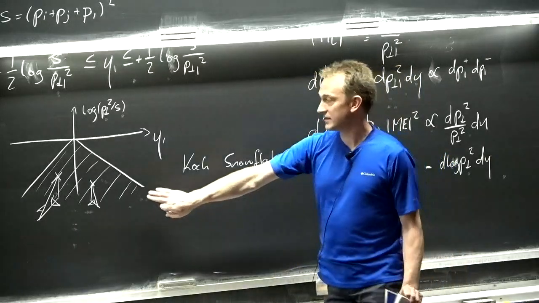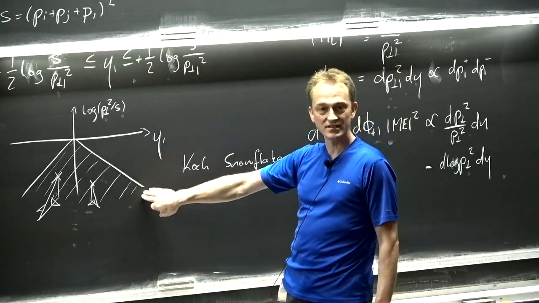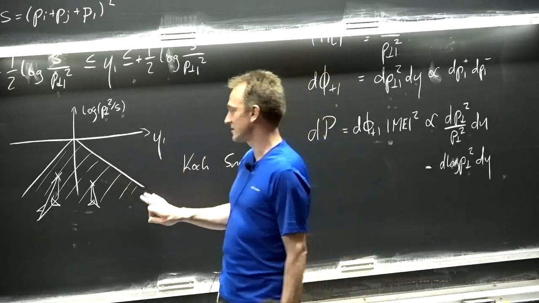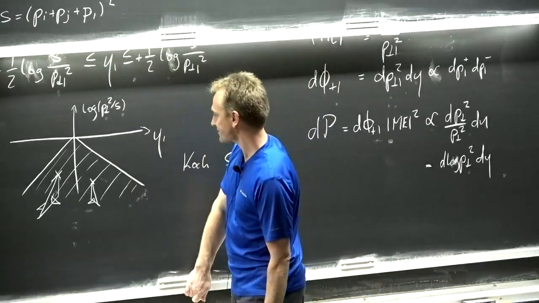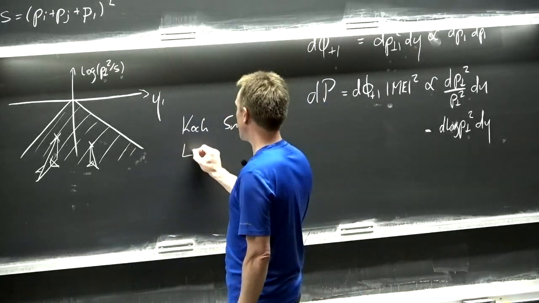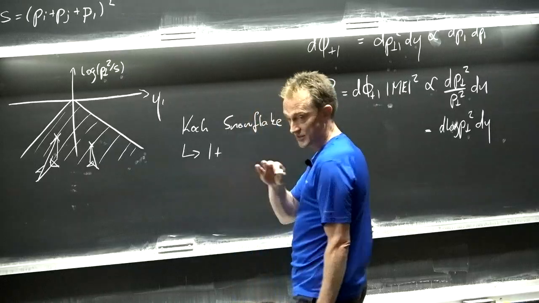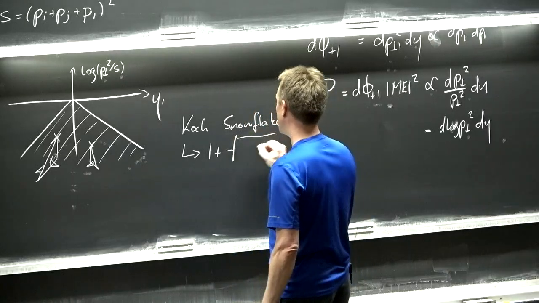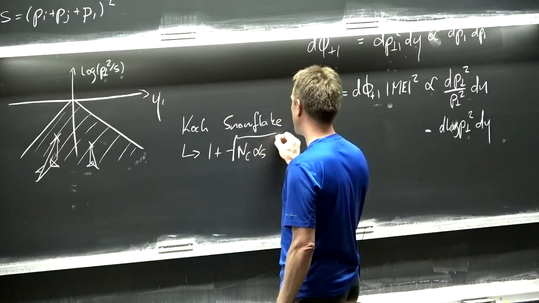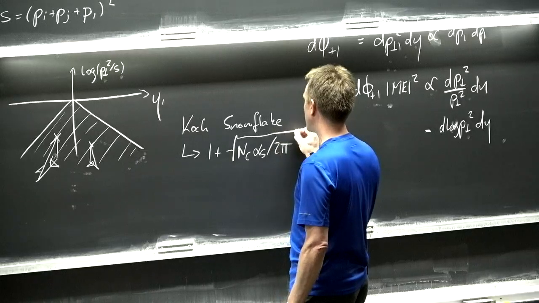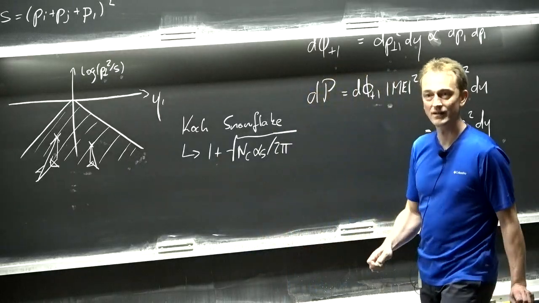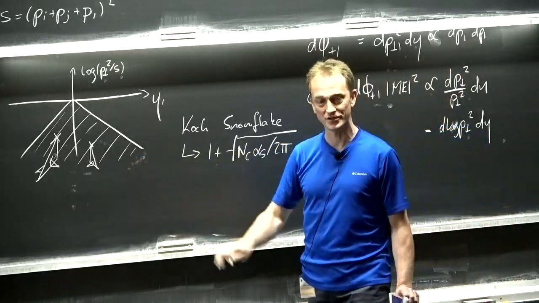And you can calculate the scaling dimension of this fractal, and it's connected to certain properties of QCD. Okay? So the scaling dimension of this, if the strong coupling is not running, is the square root of NC times alpha S over 2 pi, and a 1 plus. Okay, so that's your anomalous dimension for this fractal.